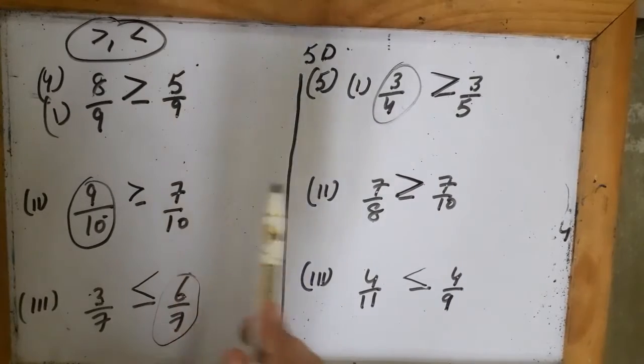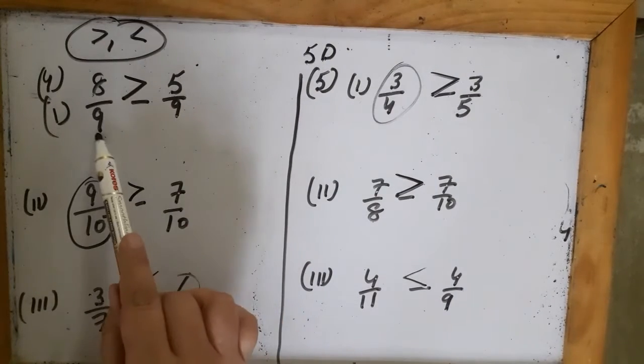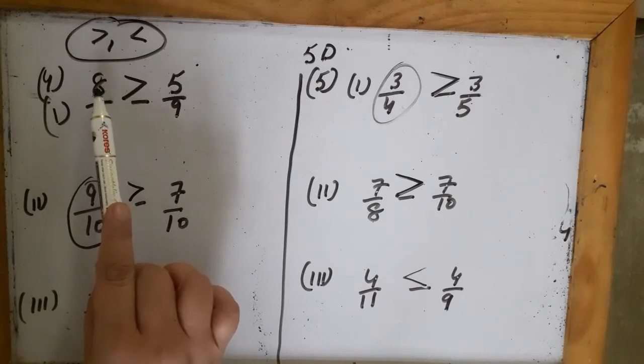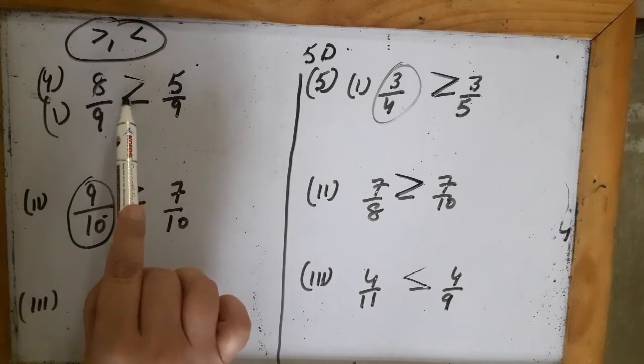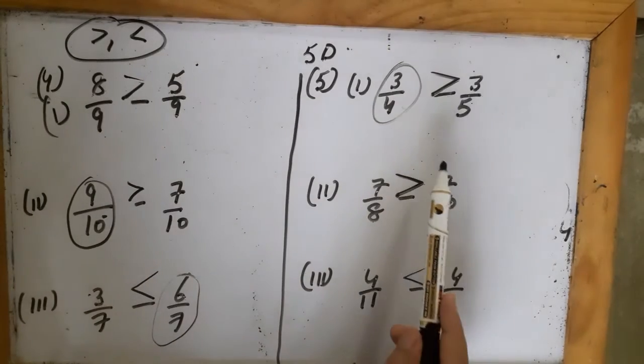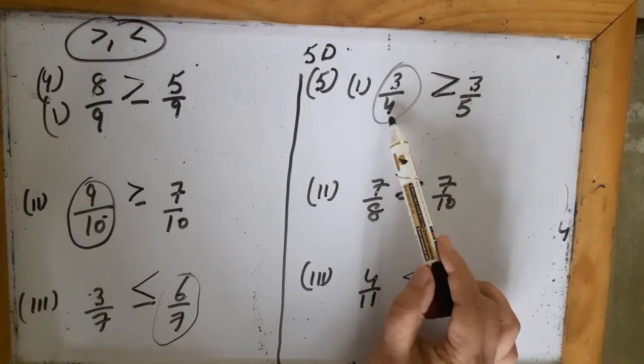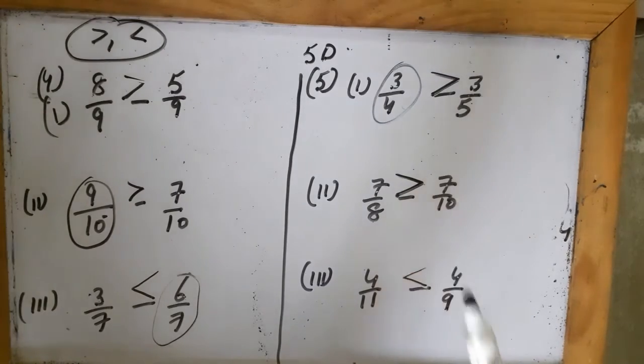So the rule again: if the denominator is same, then the fraction with the greater numerator is the greater fraction, and when the numerators are same, then the fraction with the smaller denominator is the greater fraction.